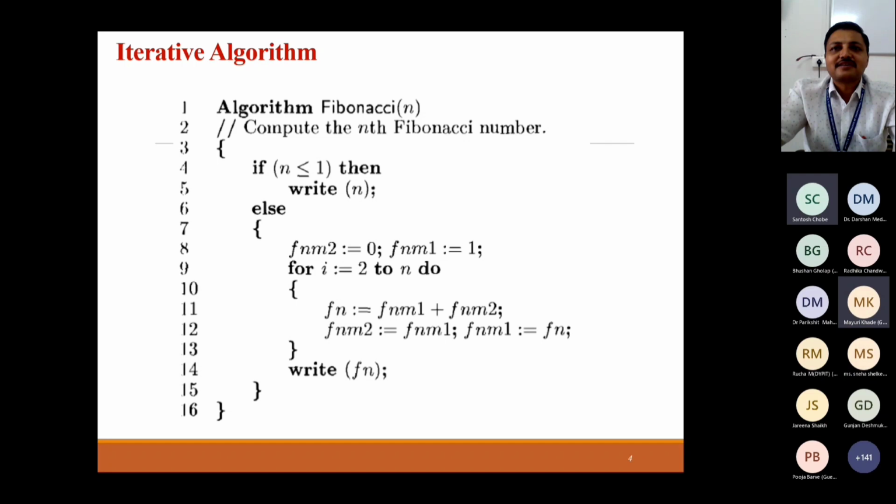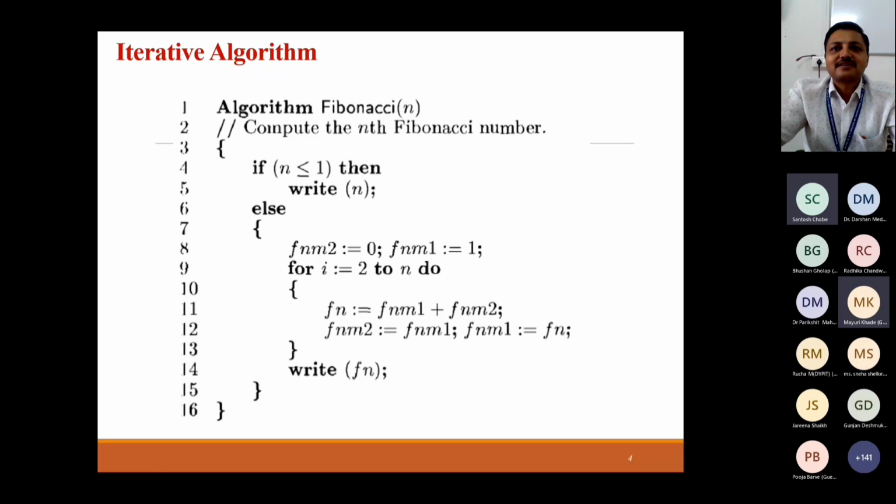So to begin with, here is the algorithm. Now you can see I'm passing an integer as a parameter, and if n is less than or equal to 1, then we are writing n as it is. Otherwise, we are moving on. I'm talking about the iterative version, right? So else, I'm not going to explain what exactly that algorithm is. I've taken 2 variables, f m2 equal to 0 and f m1 equal to 1. And then the loop runs.